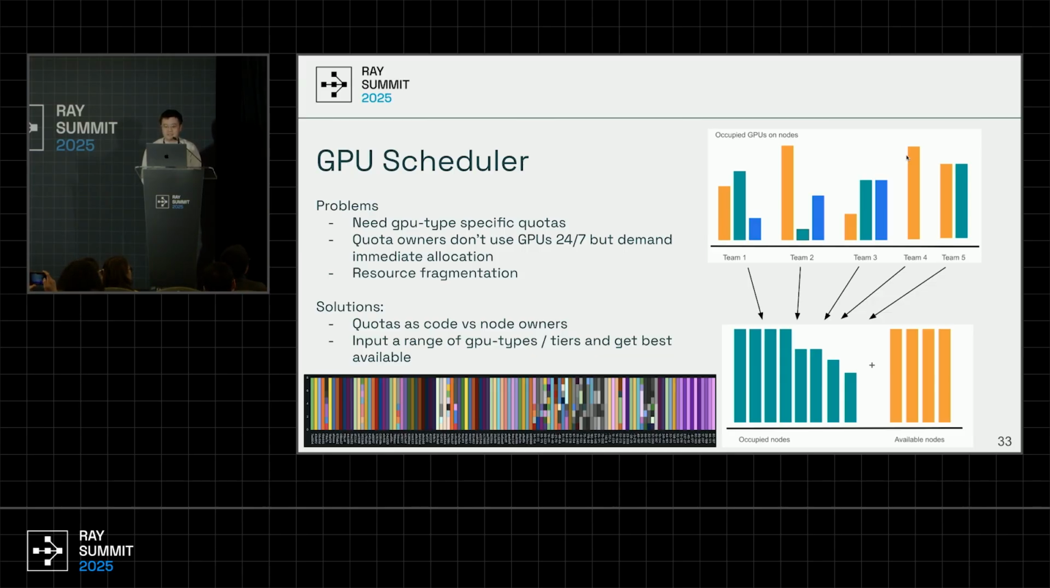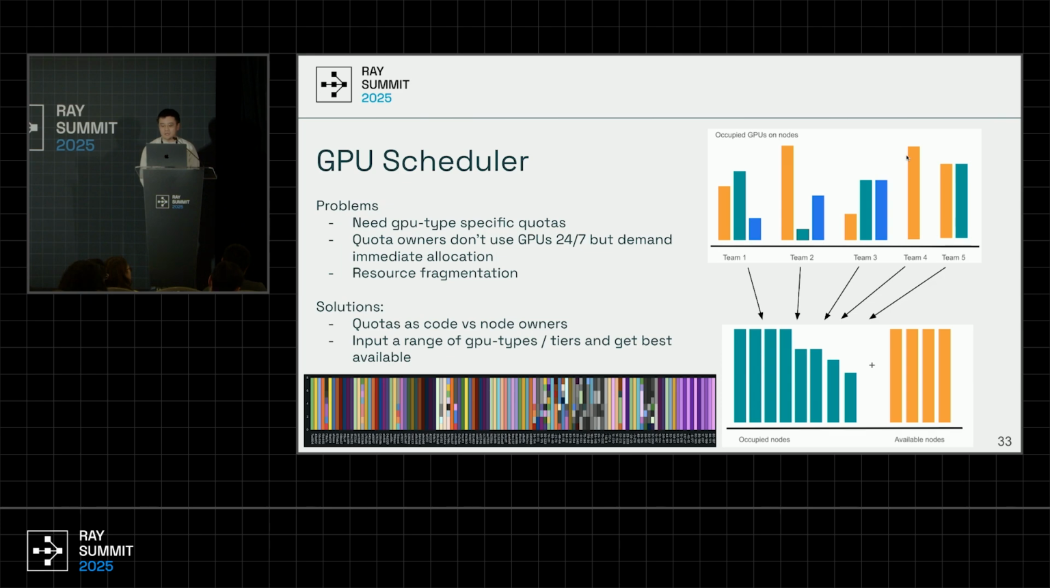Second, as you can see in the top chart, GPU usage was incredibly spiky. A team might demand a quota of 20 GPUs, insisting on immediate access, but in reality, they might just use it a couple hours a day or a few days a week. This combination leads to resource fragmentation.